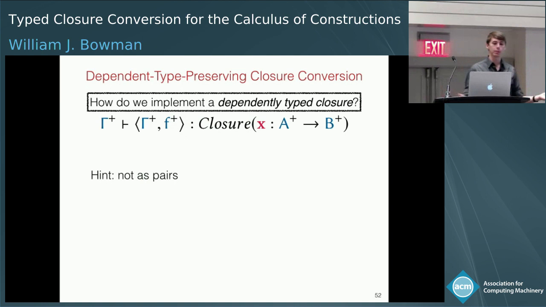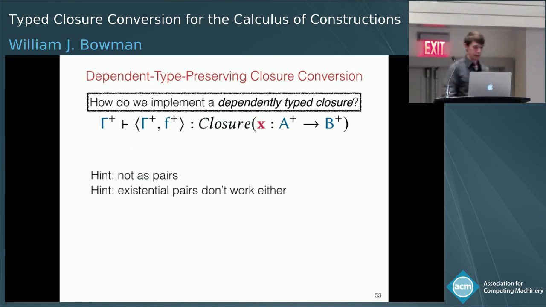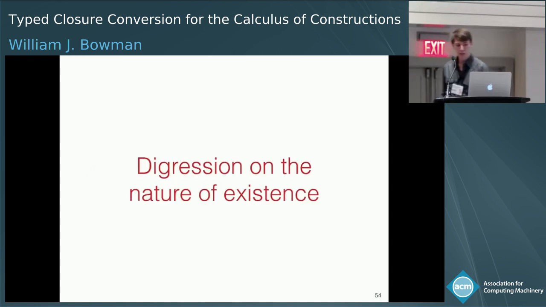So how do we implement the dependently typed closure? Well, I'll give you a hint. Not as pairs. Pairs still don't work. But it turns out neither do existential pairs. And to understand why, you need to understand what it means to say that something exists.